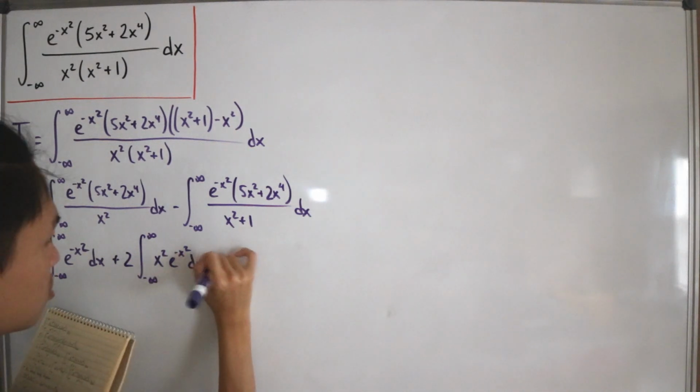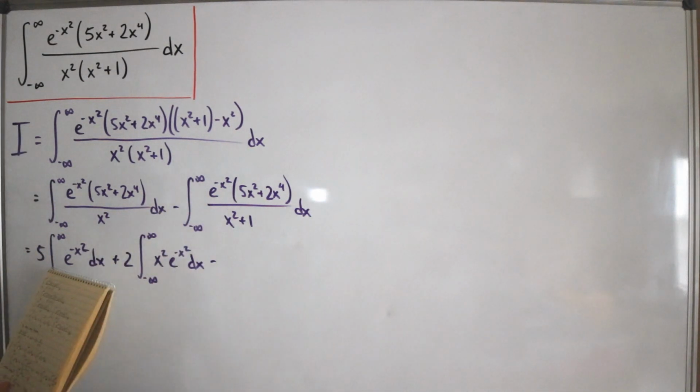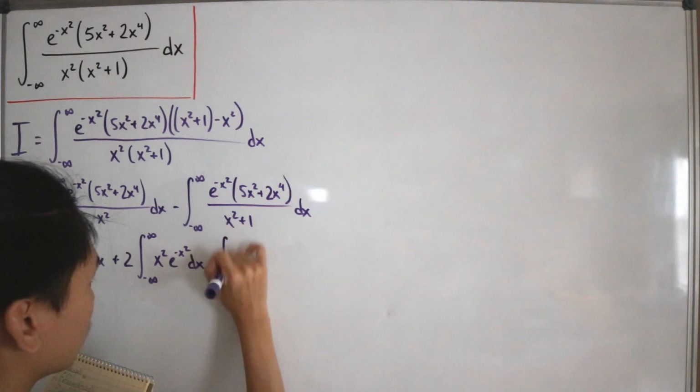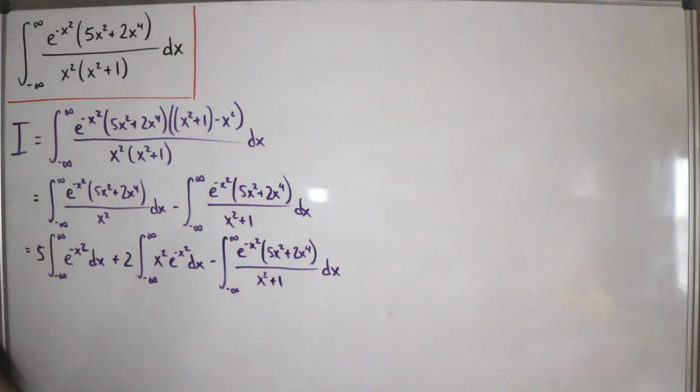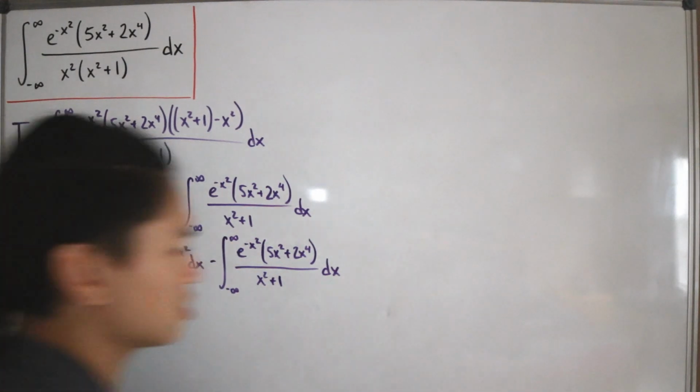And then of course, we subtract this integral over here that we saved for later. Let's pay attention to this integral. For right now, we don't really want to focus on the Gaussian function.